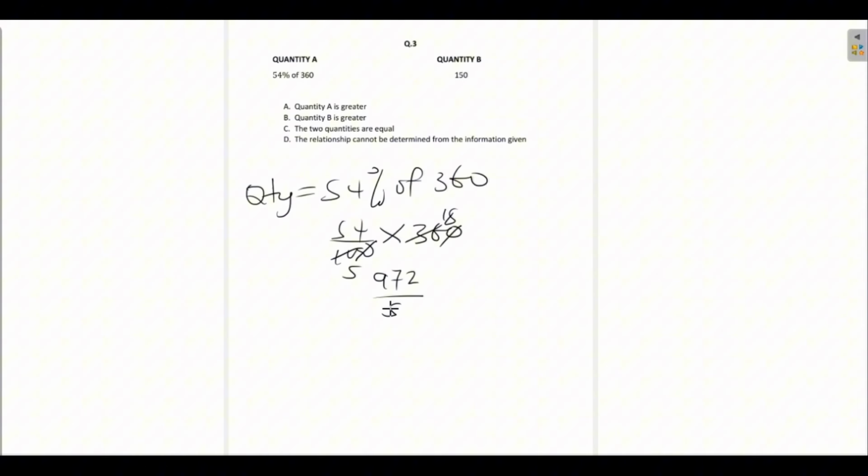And then 972 divided by 5 is actually 194.4. So quantity A is 194.4. And quantity B was given as 150. So now when we compare these two values, which one is greater? Clearly you can see that 194.4 is greater than 150. Hence we can conclude that quantity A is actually greater. So we choose the first option as our correct answer, where it says quantity A is greater.